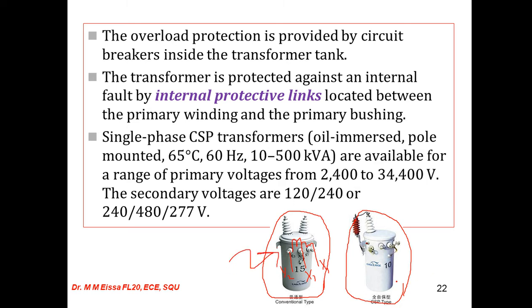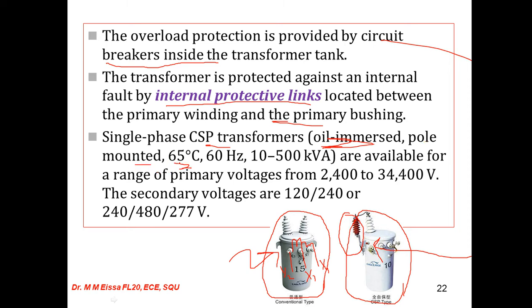For CSP type, as we mentioned before, we have some kinds of protection like lightning arrester, this one. So overload protection is provided by circuit breakers inside the transformer. There are some kinds of protection. All these kinds of protections, you can find inside this one. So the transformer is protected against internal fault by internal protective links located between the primary winding and the primary bushing.